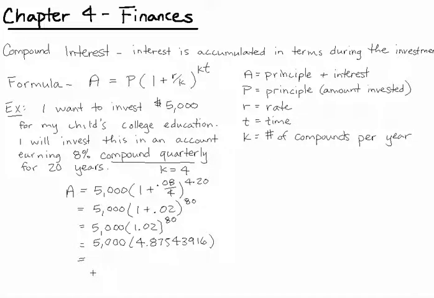And then when we multiply by 5,000, this gives us $24,377.20 rounded off to the nearest cent. And when you compare that to the simple interest, we're making a good $11,000 more just by allowing our interest to be compounded instead of it being simple.